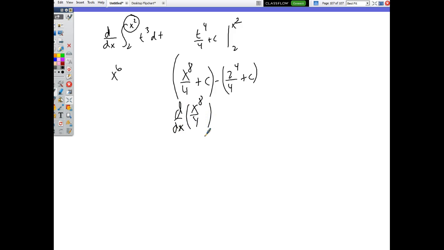Now I'm going to take the derivative of this. So what am I going to get? 2x to the... You did all the steps in your head simultaneously. I'm with you. Hold on. So let's do it. 2x to the 7th. Agreed? Okay, got it? So it did not turn into x to the 6th. It turned into this instead. Agreed?